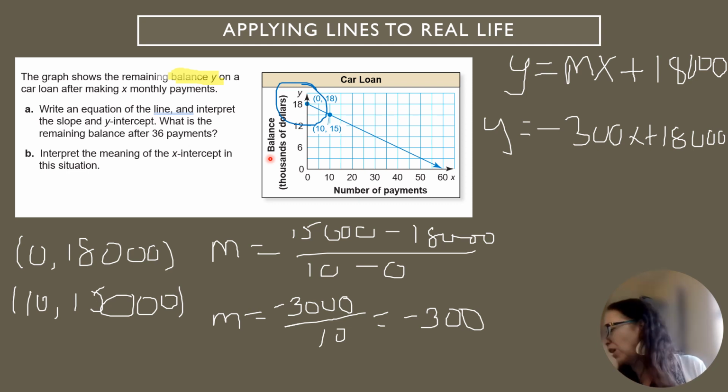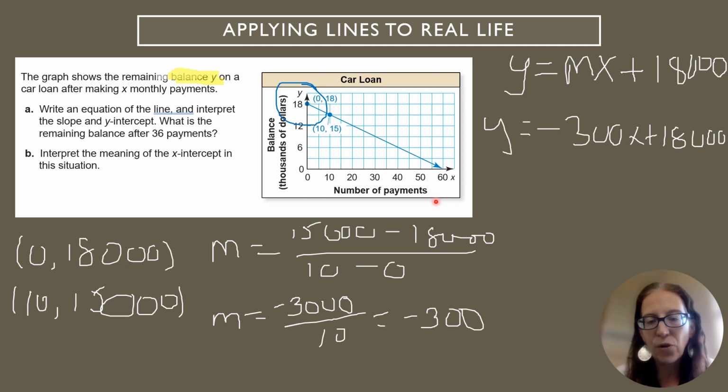Then I think on the worksheet, I said interpret the intercept. So I kind of jumped down and said, interpret the x-intercept. So the x-intercept is over here. It looks like the x-intercept is 60. And that would represent, pause the video, think about what it represents now that we've talked about the y-intercept.